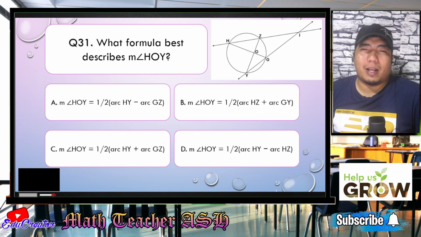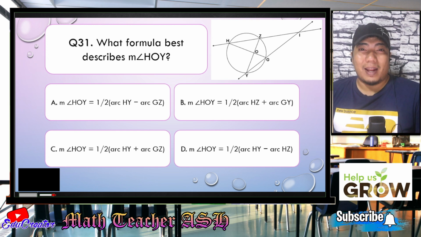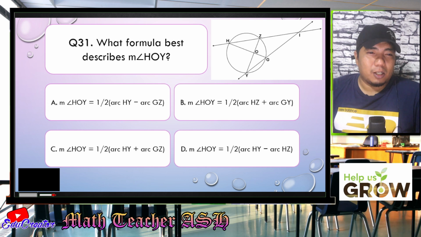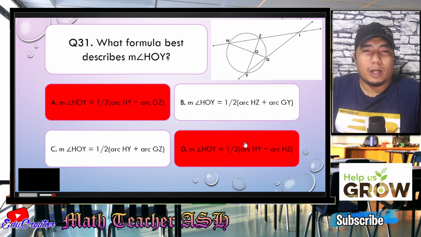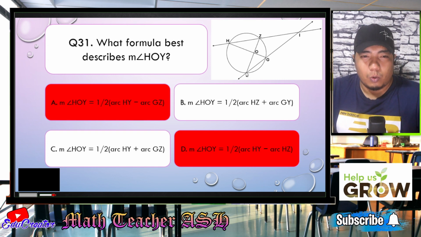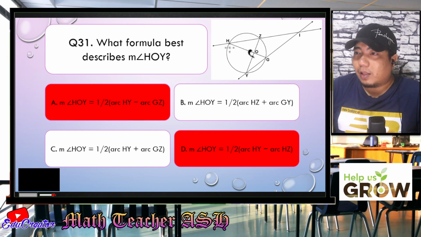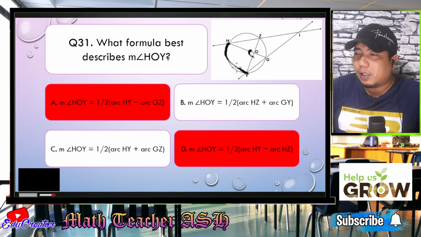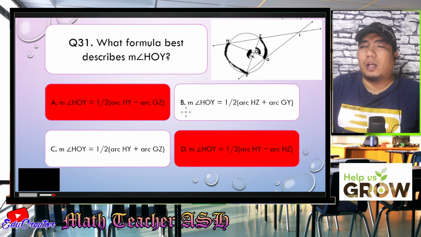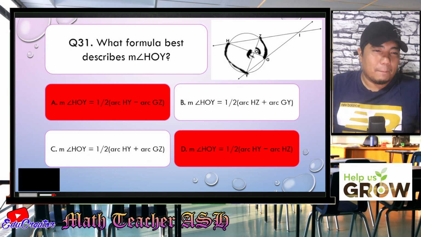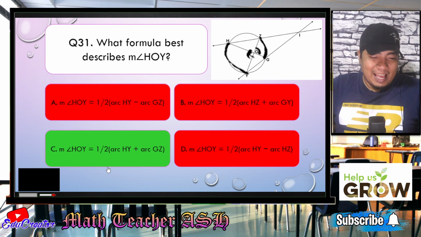Alright, math learners, we already know that when an angle is formed inside the circle, we need to get 1/2 the sum of the given arcs. So therefore, letter A is wrong, and letter D is also wrong. Now, we are talking about HOY. This is the angle that we need to get. Of course, the arcs being talked about are this one and this one, because both back-to-back angles pertain to the same measurement. So we have HY and ZG. So letter C is the correct answer, my dear math learner. I hope you got that one.